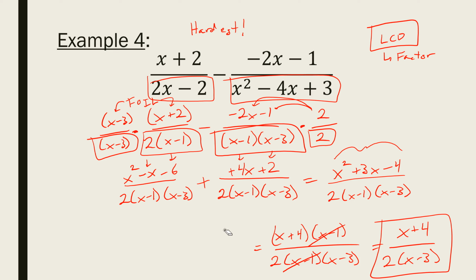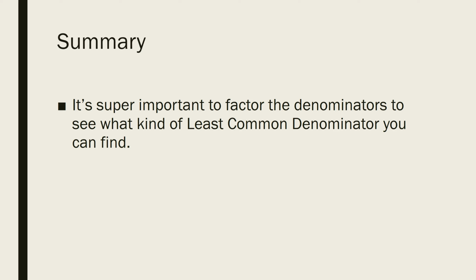There were some other crazy things, like on the top I had FOIL, here distribution, here I distributed this negative in, then I combined like terms. But even after combining the like terms, I had to go and factor the top because, as we saw, something canceled. So this is the kind of problem that makes a math guy like me smile. They are so crazy, they involve so many different kinds of math, satisfying to complete. Summary, super important to factor the denominators to see what kind of least common denominator you can find. So definitely, if nothing else, just make sure to start by factoring the denominators.